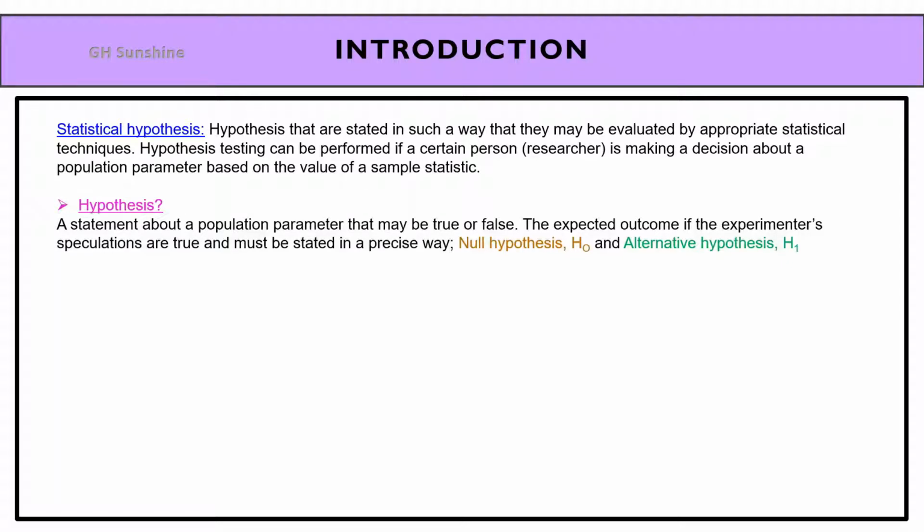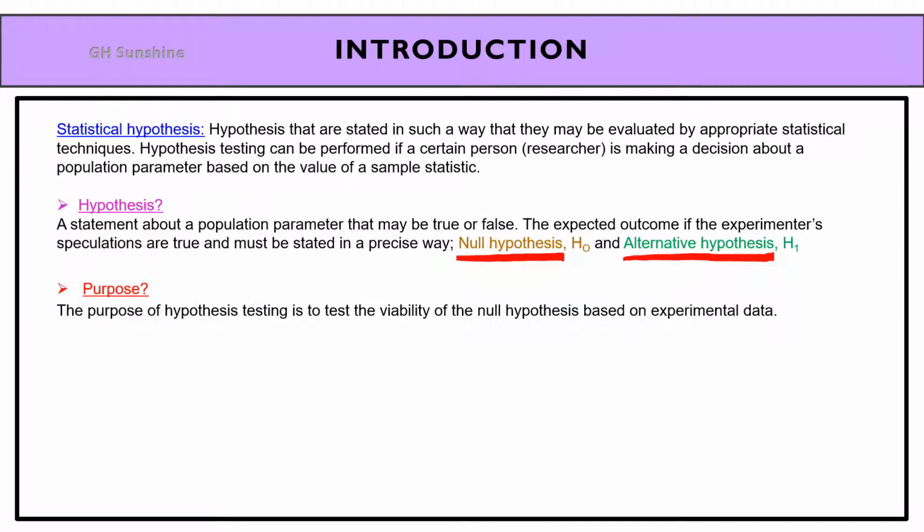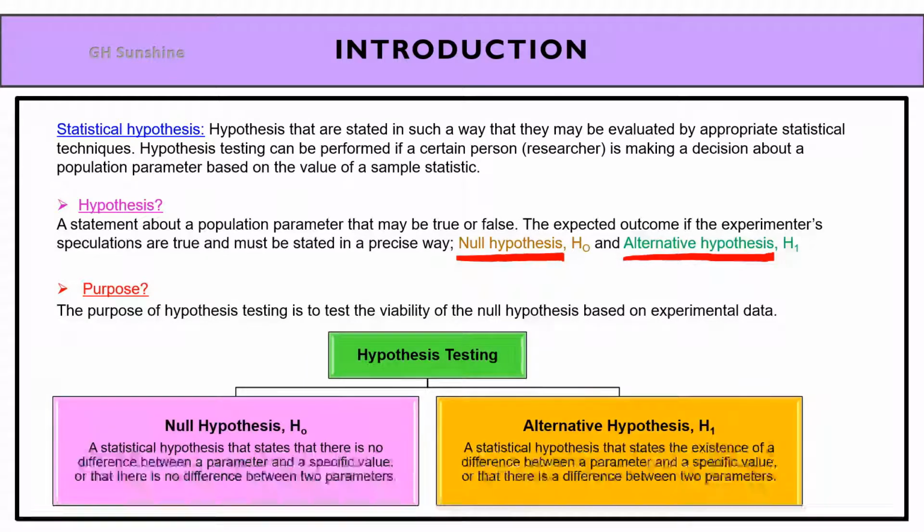A hypothesis is a statement about a population parameter that may be true or false. We set up the hypotheses as the null hypothesis, denoted by H0, and the alternative hypothesis, denoted by H1. The purpose of hypothesis testing is to test the viability of the null hypothesis based on experimental data. This shows the difference between the null hypothesis and the alternative hypothesis.